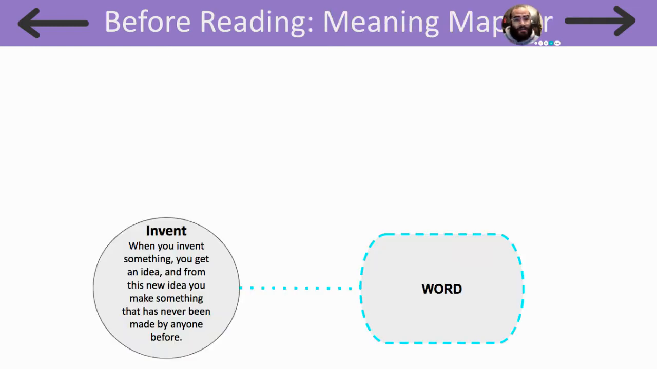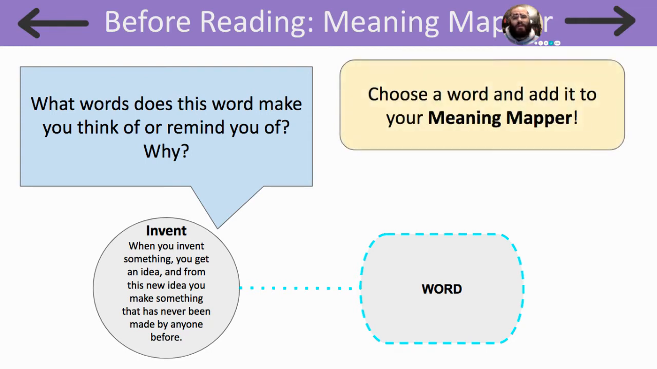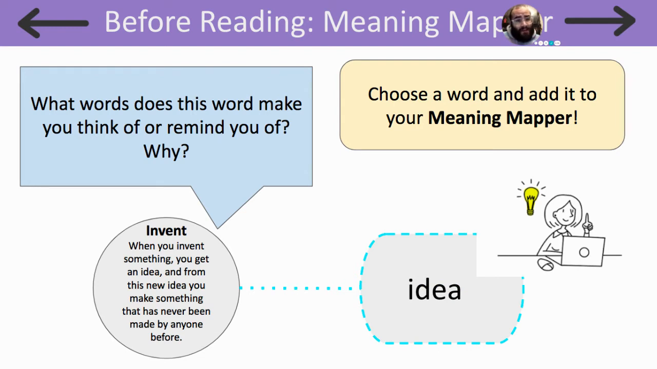Now in your meaning mapper, let's see what the word invent means. When you invent something, you get an idea, and from this new idea, you make something that has never been made by anyone before. What words does this word make you think of or remind you of, and why? Now I want you to choose a word and add it to your meaning mapper. So in the word invent, it reminds me of the word idea, because in order to invent something, you have to have an idea. So we can add the word idea to our meaning mapper because it's related to the word invent.